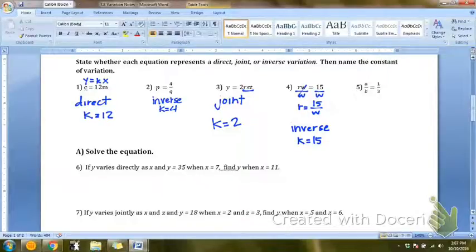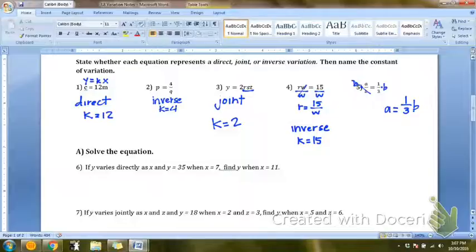Now on number 5, again, the constant's over there by itself. Do we have anything where a constant is by itself? No. This looks like it might be inverse, but before I say that it's inverse, let's move a variable over. Let's move b over. Does anybody remember how we move b over? Multiply. Good. Multiply by b. So I get a equals 1/3 b.